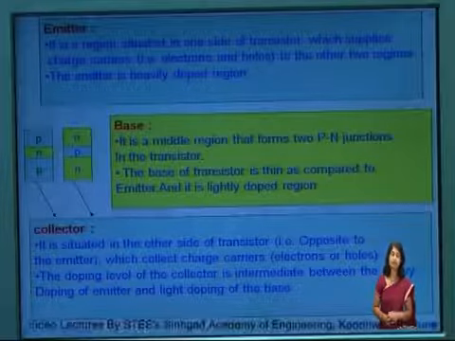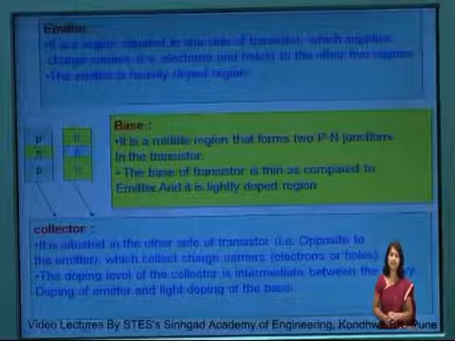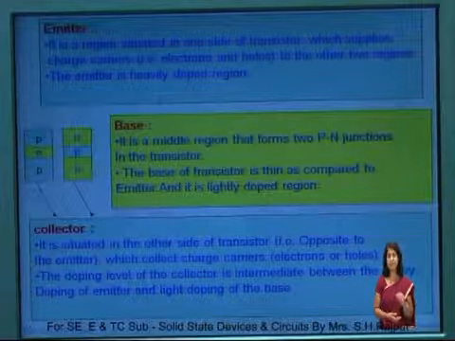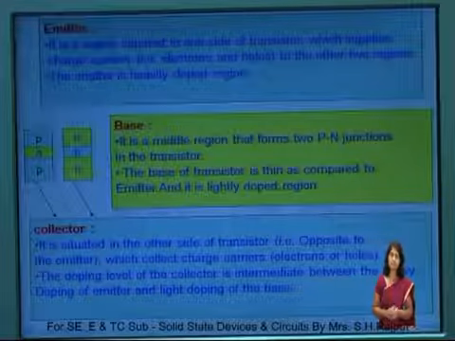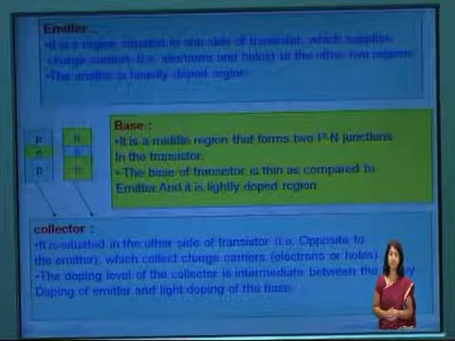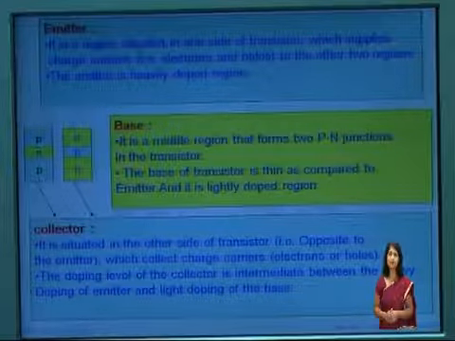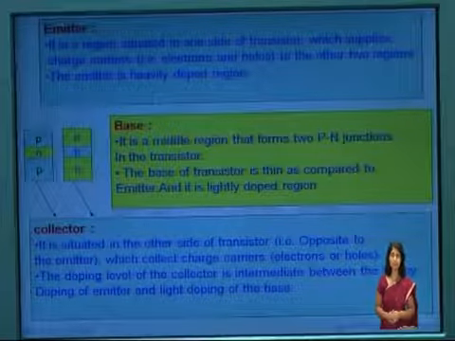The third one is the collector terminal. It is situated at the other side of the transistor, and it collects the electrons which have been emitted from the emitter section, and it has intermediate doping between the base and emitter sections.